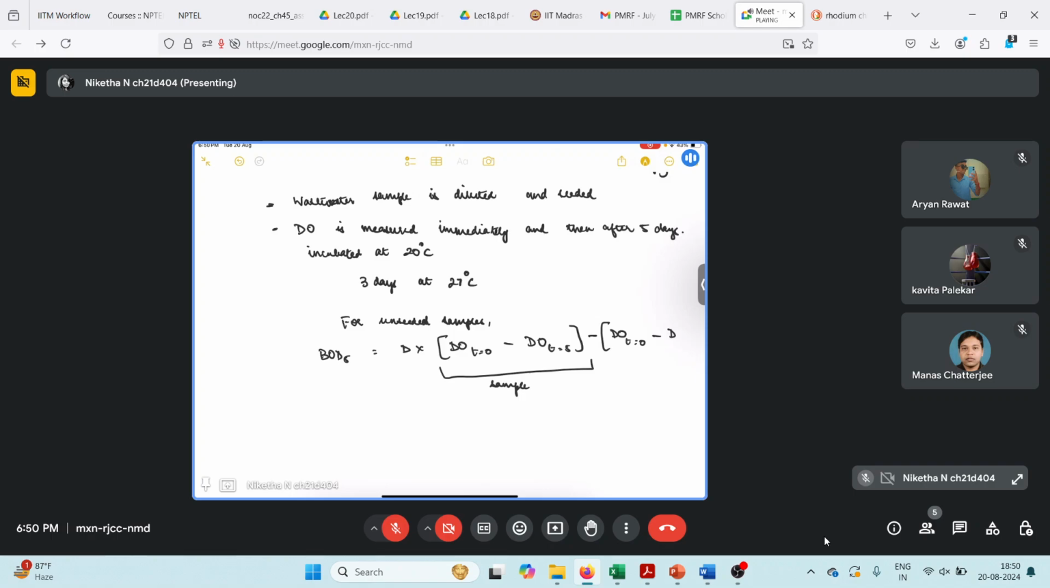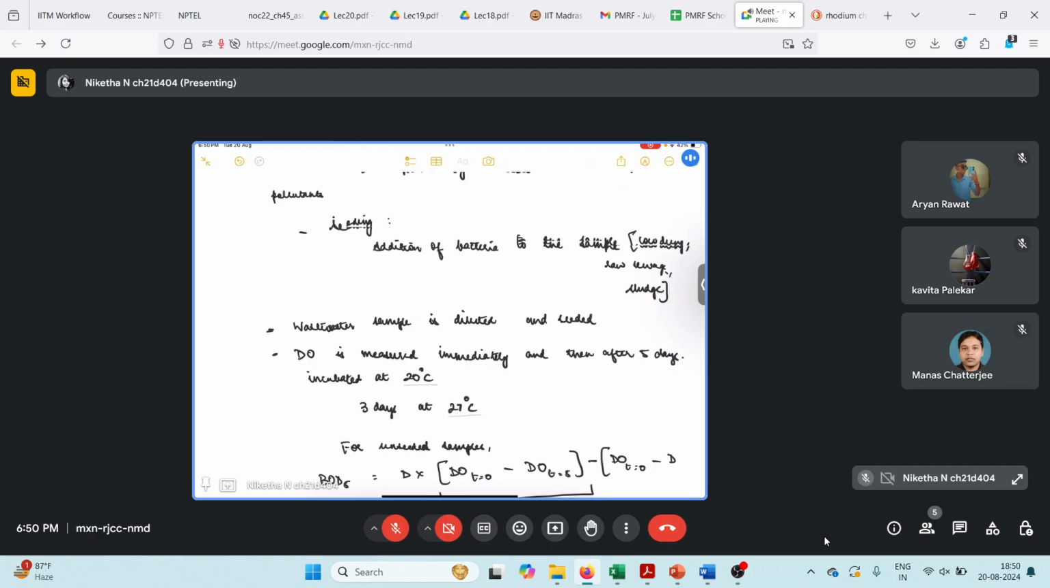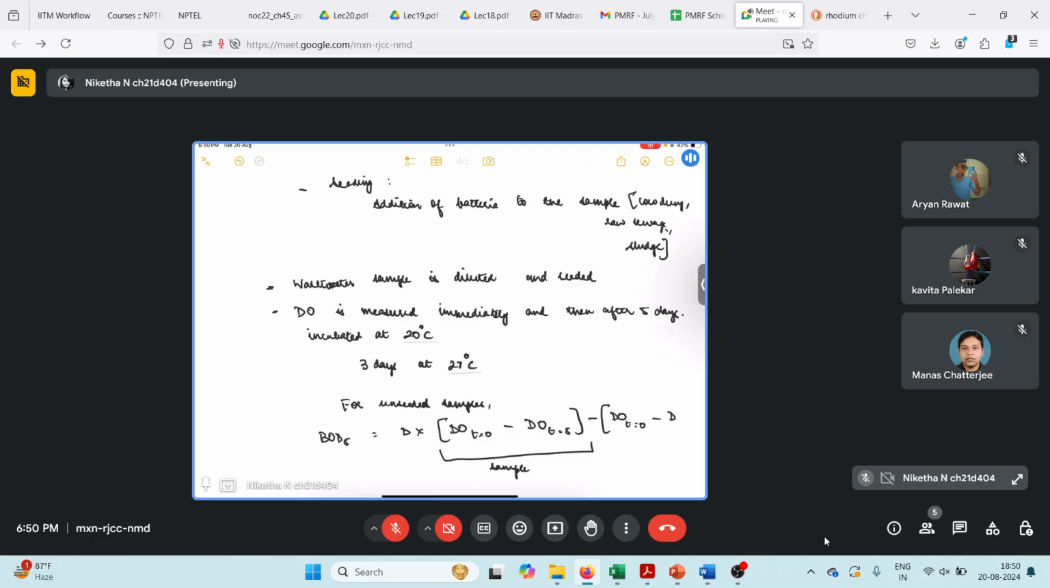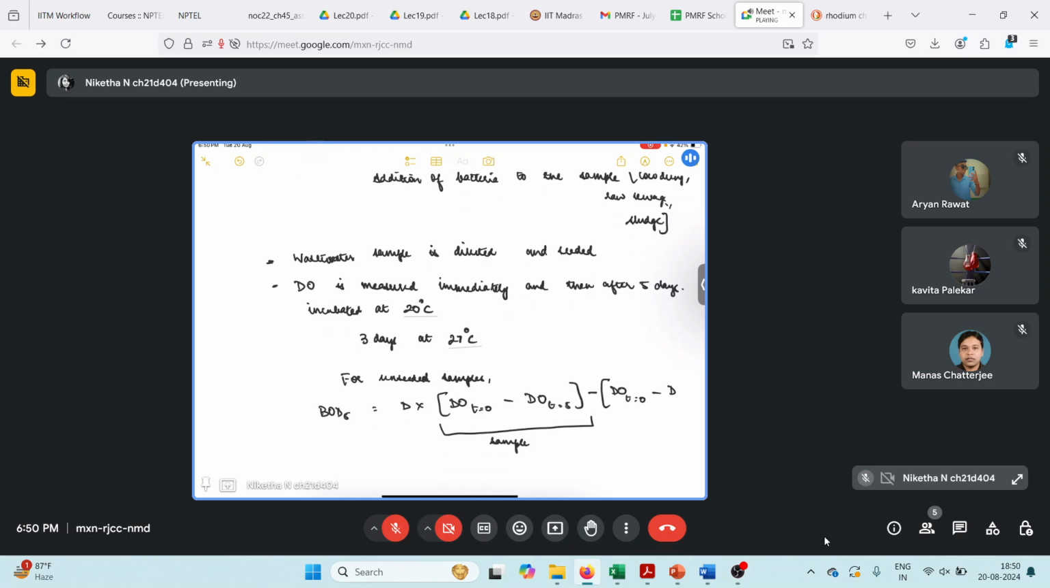Now while we are doing this, we will also take one blank sample which does not contain any wastewater, and it is just having bacteria. So there will be slight changes in the DO in the blank sample as well. So that is why we are taking that also into account. So this is DO at T equals 5. So after 5 days, whatever DO is there in the blank sample, that also we have to subtract.